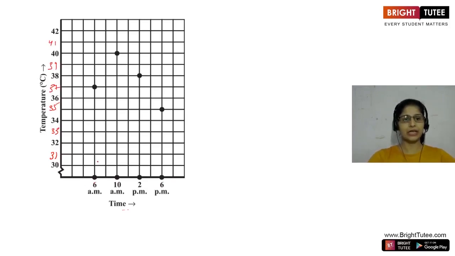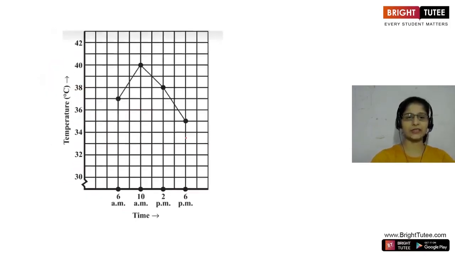Okay, and here it is the time. Now at 6 a.m. the temperature was 37 degrees, right? So it is shown here with the dot. Now at 10 a.m. the temperature is 40, at 2 p.m. the temperature is 38, and at 6 p.m. the temperature is, just see, 35. So we have represented these points as dots. Now what we will do, we will join these points and it will be like this. After joining, the graph is like this, and this is known as a linear graph, right? Or line graph we say. What is this? A linear graph.